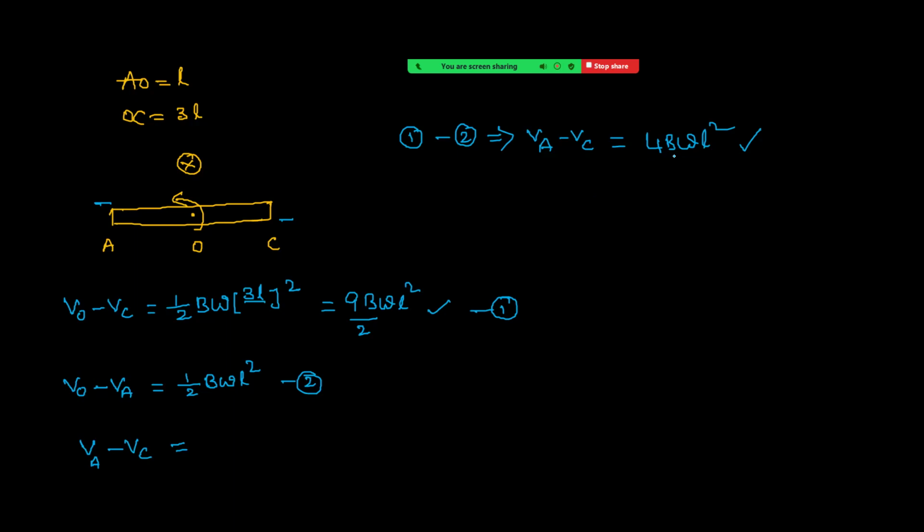This is a pointer, if they ask like VC minus VA. But option D is VC minus VO, right? Already we have seen VO minus VC, right? That means this is not correct. Option D is not correct. So the correct options are option B, VO minus VC, it is correct. And option C, VA minus VC, 4B omega L square, right? B and C. Okay.